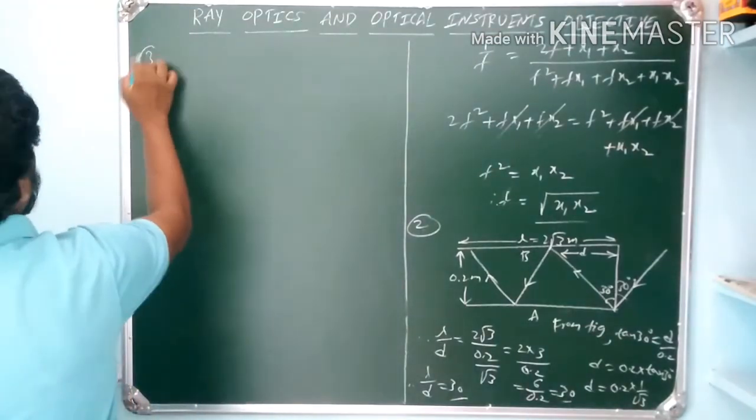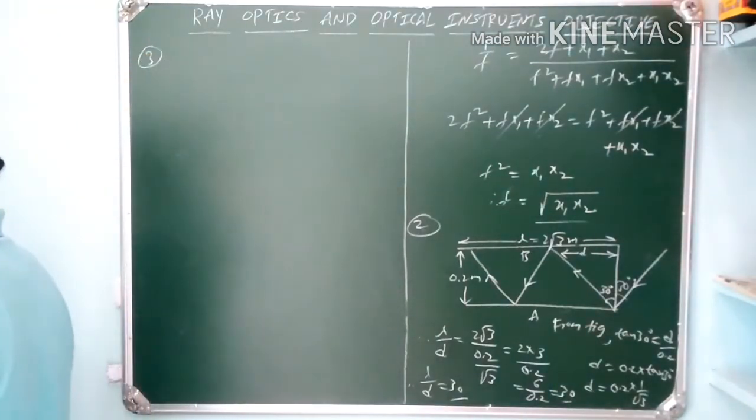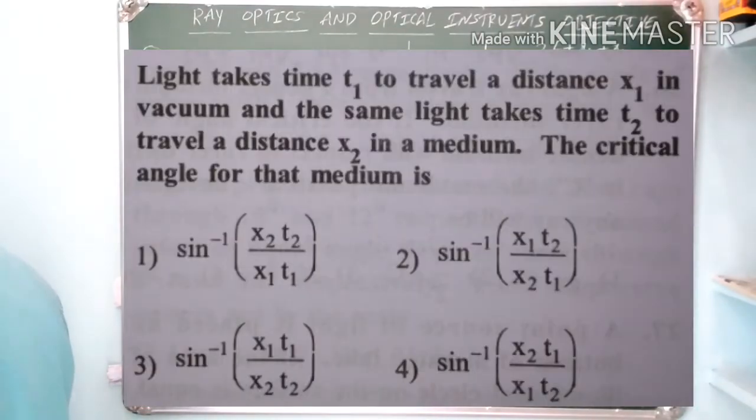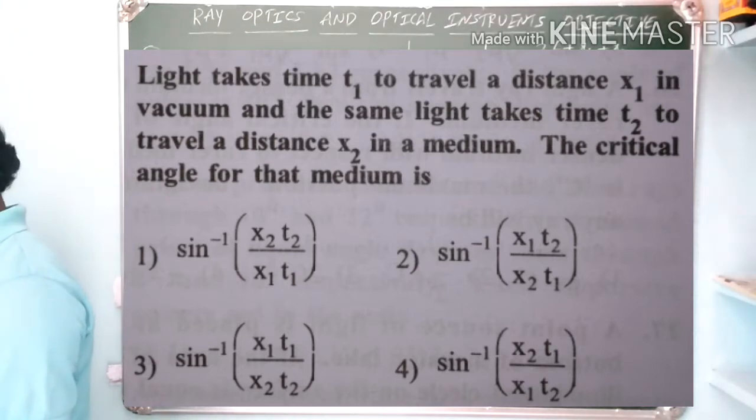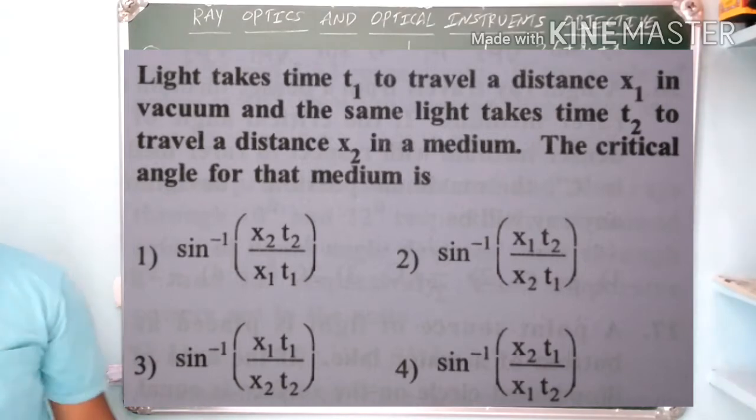Now the third problem. Light takes time t1 to travel a distance x1 in vacuum, and the same light takes time t2 to travel a distance x2 in a medium. Find the critical angle for the medium.